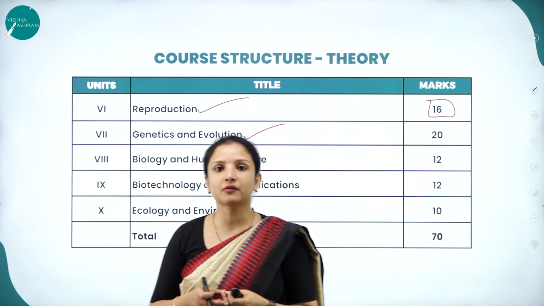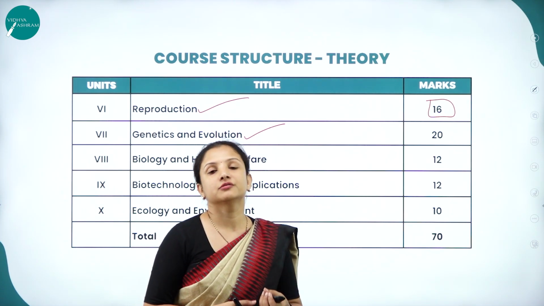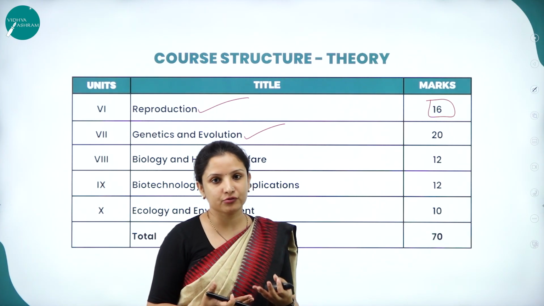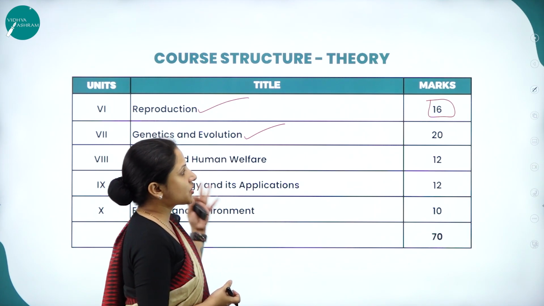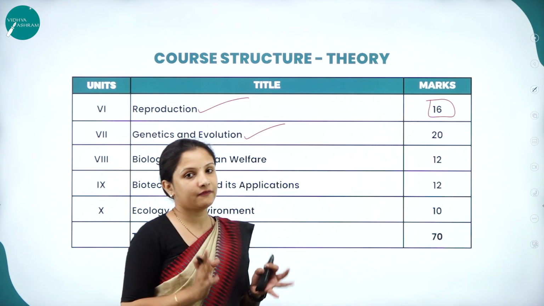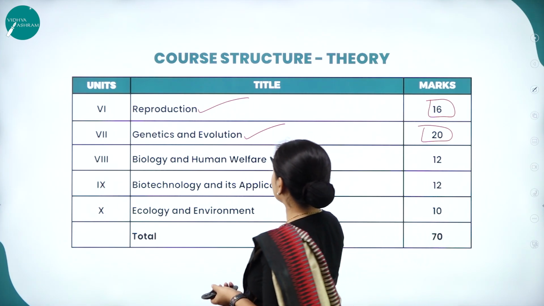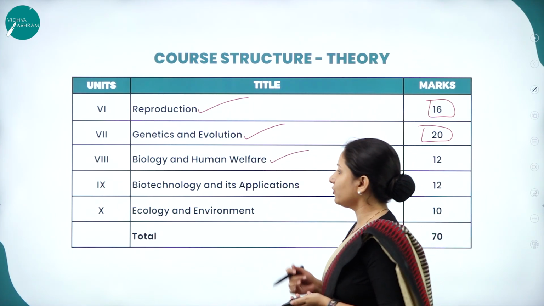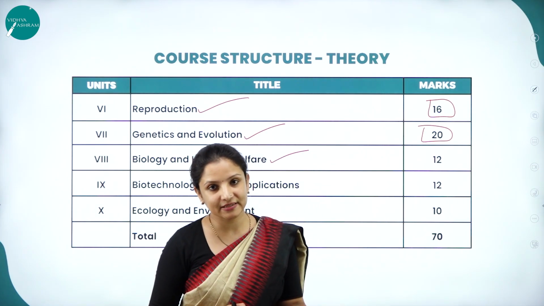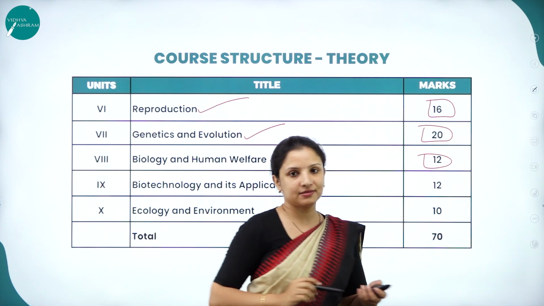Next, moving on to the 7th unit, it is genetics and evolution. In genetics and evolution, we'll study about Mendel's laws of inheritance, the dihybrid cross, the monohybrid cross, and we'll study about Darwinism, his theories, the evolution, how it took place, all that will be studied under this. The total weightage for that unit is 20 marks. Next, moving to the 8th unit, it is about biology and human welfare. In this, we'll study about different microbes and the human diseases, all that we will study. The chapter carries a total of 12 marks weightage.